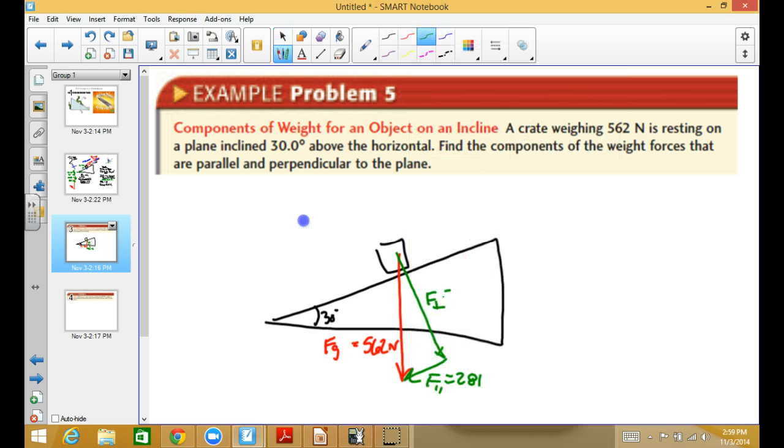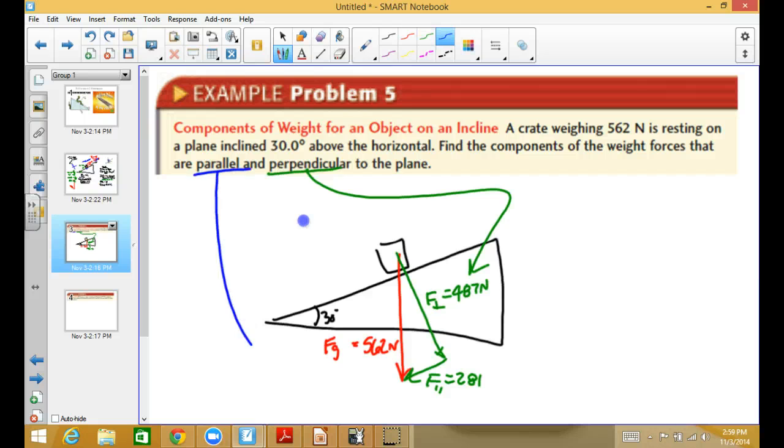So perpendicular, parallel. Just using sine and cosine. And I knew that this is 30 degrees.